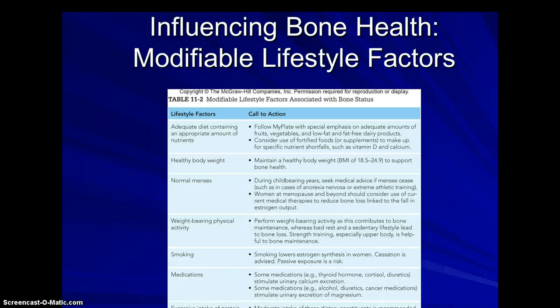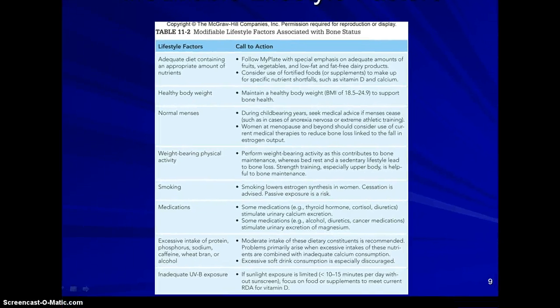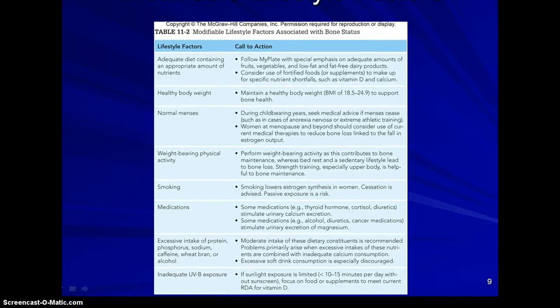So what are some of the lifestyle factors that influence the health of our bones? Diet, obviously, is one of them. We're going to talk about nutrients like vitamin D and calcium. Healthy body weight. Now, a lot of times we talk about people being overweight and the risk factors that has, but in bone health, having a low body weight is actually a risk factor. Normal menses, so women who have regular menstrual cycles, regular hormonal cycles, thus have healthier bone mass, and that has to do with the hormone estrogen.